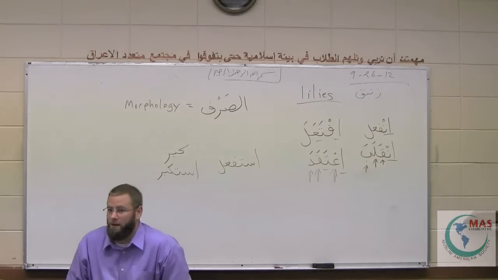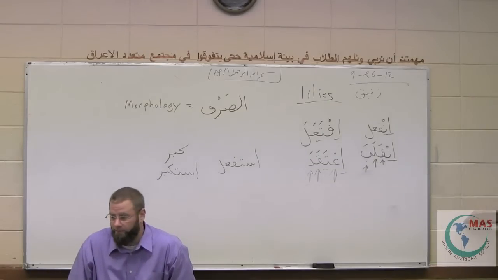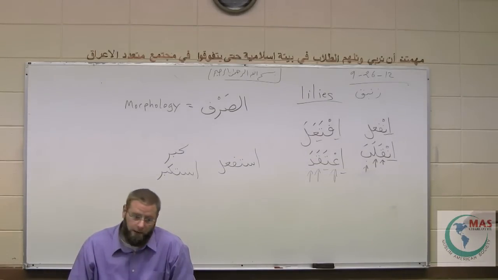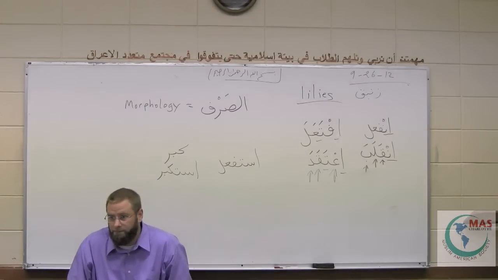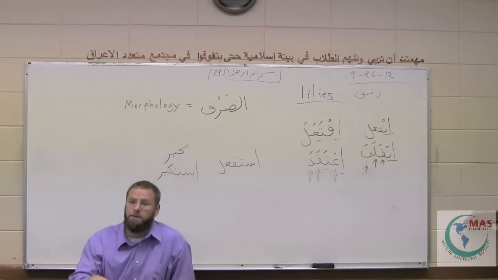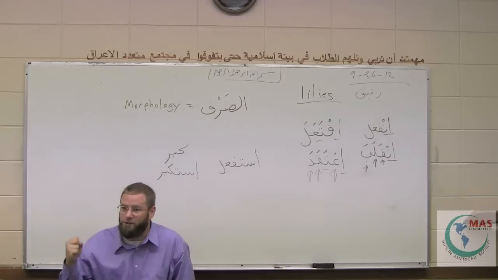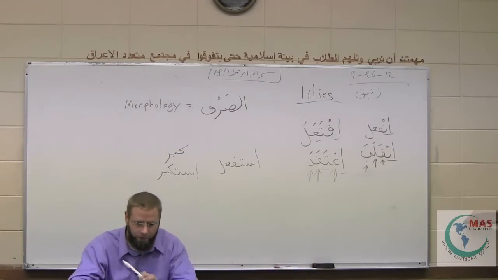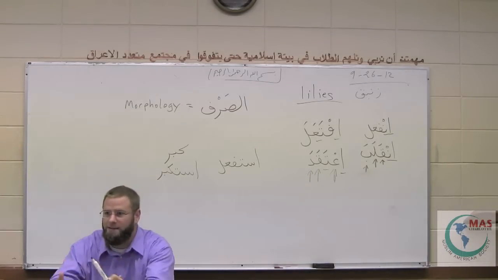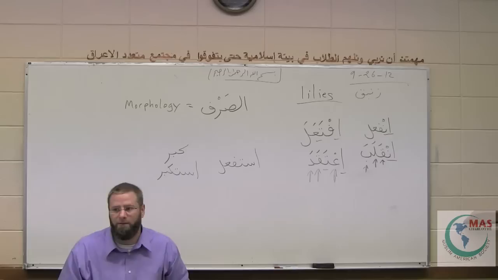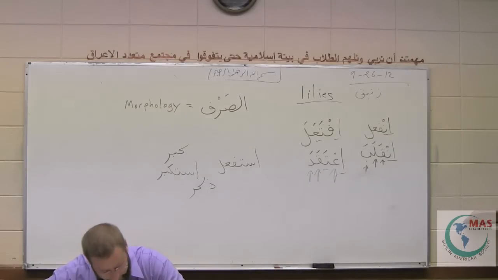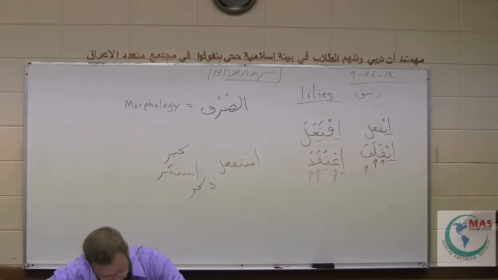So if you have istakhraja, kharaja, to leave, right? Istakhraja, to try to take it out. So akhraja, to take it out, for sure. Akhrajtuhu. Like istakhrajtuhu, I'm trying to take it out. I'm seeking to do it, right? But I'm not. That's how it changes the meaning of fa'ala.